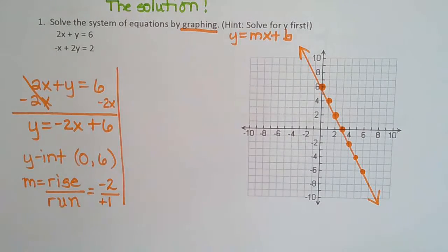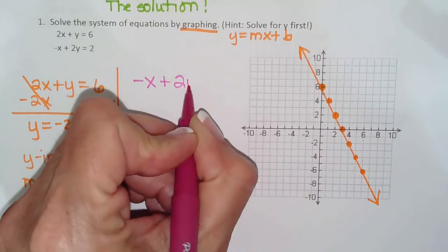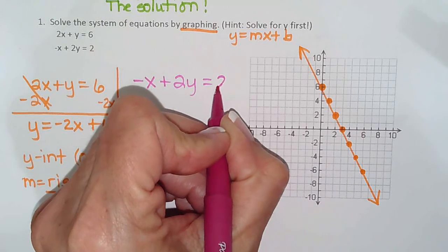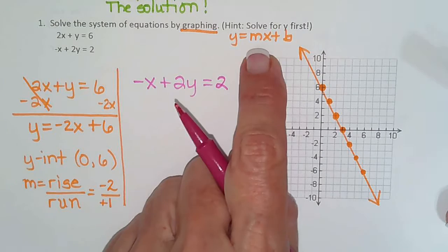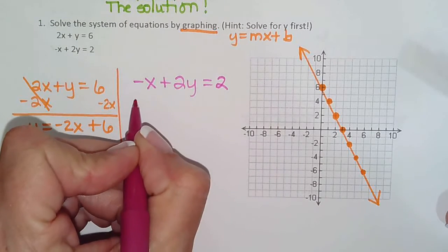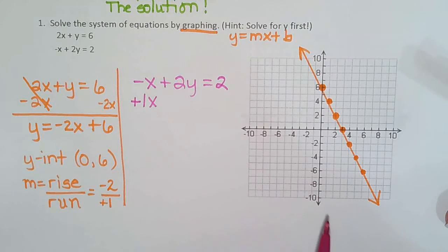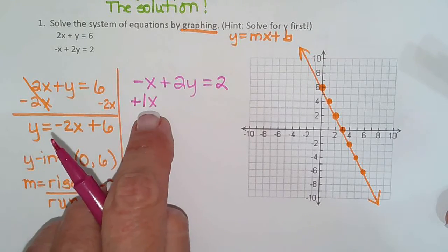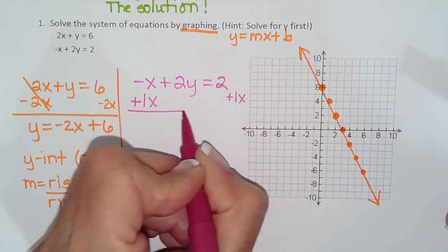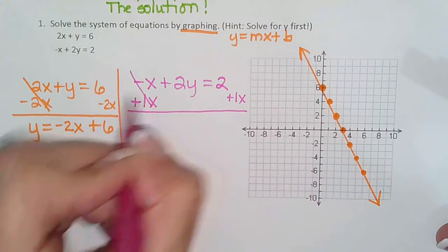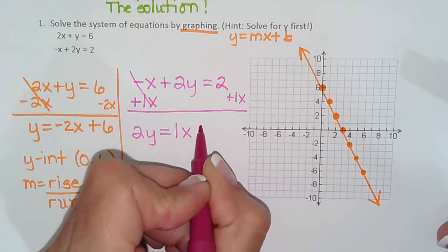So line two is negative x plus 2y equals 2. So we need to get y alone. Remember, our goal is to make it look like y equals mx plus b. So I'm going to do the opposite, add, and I'm going to put my 1 in because I need that for my slope. So that's negative 1x. So do the opposite, add 1x. And then do the same thing over here, but not under the 2 because you don't want to accidentally add those. So then we get 2y equals 1x plus 2.